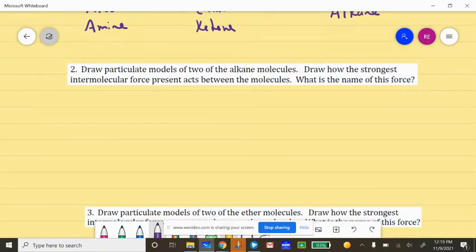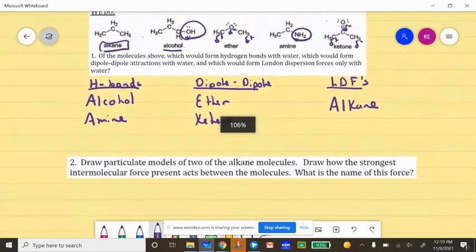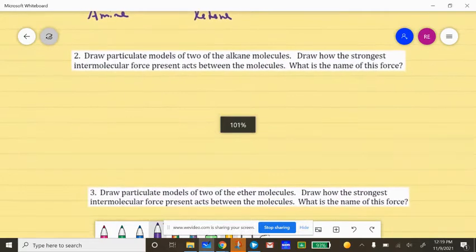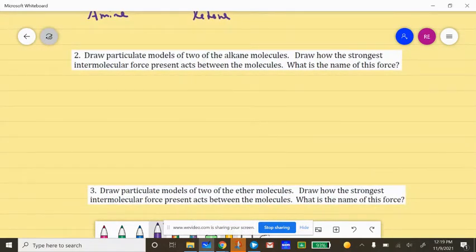Question 2 says draw a particulate model of two alkane molecules. So my alkane molecule is right there. Draw how the strongest intermolecular force present acts between the molecules. What is the name of this force? So we already said, I think, that that's going to be London dispersion forces. The tricky part here, honestly, is probably drawing the picture.